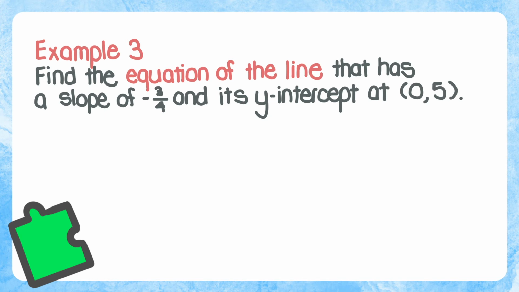On Edpuzzle, find the equation of the line that has a slope of -3/4 and its y-intercept at 0, 5.